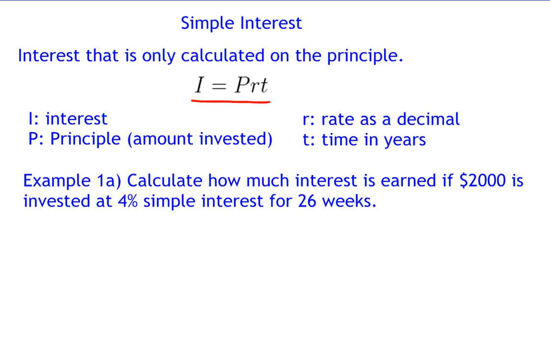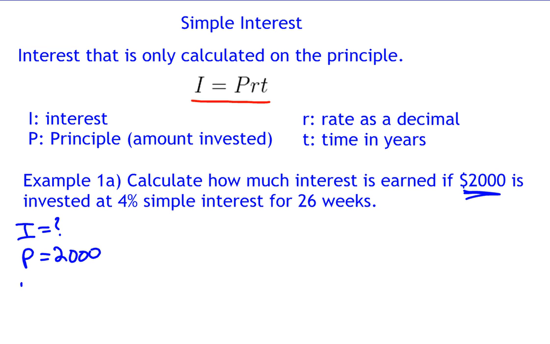Here's an example. The question says, calculate how much interest is earned if $2,000 is invested at 4% simple interest for 26 weeks. One of the things I like to do here is just list all the stuff that we're given. In this case, we want to know what the interest is, so we don't know what the interest is. We are given some information about how much money was invested. That's here at $2,000, so that's our principal.